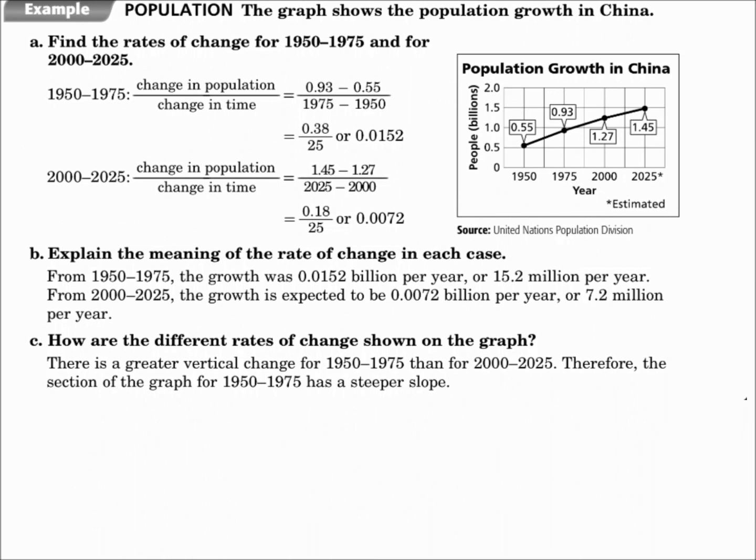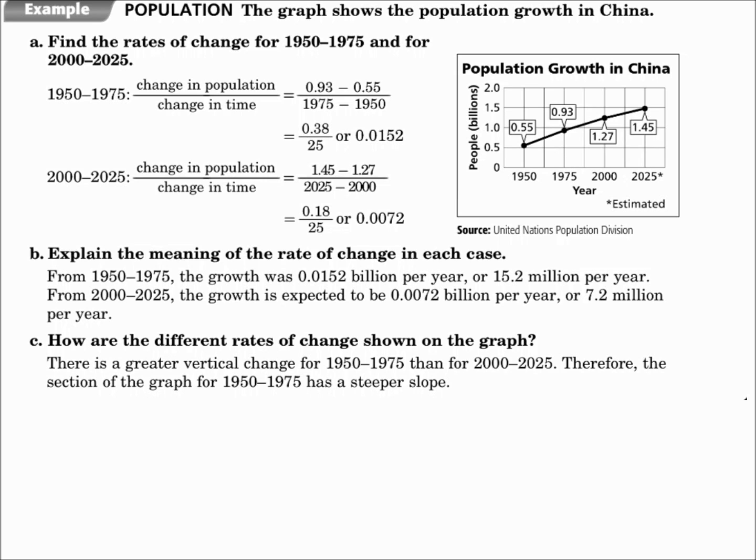The graph shows the population growth in China. A. Find the rates of change for 1950 to 1975 and for 2000 to 2025. Well, we're checking the rates of change, so do the new values minus the old values. Since we're doing population compared to time, population will be the numerator.